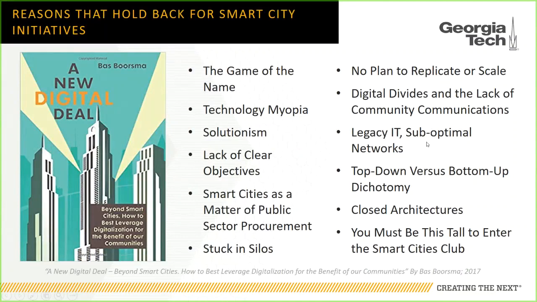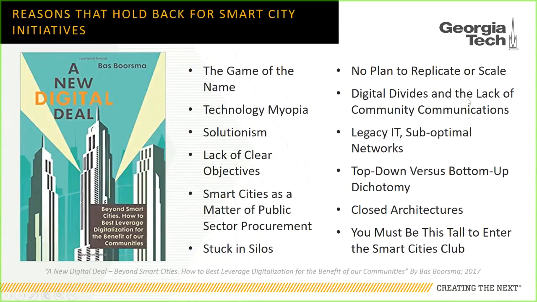Legacy IT and suboptimal networks are an issue. A smart city is data hungry, and it is also bandwidth hungry. So does your city measure up to it? Is the underlying foundational infrastructure up to date for these? Perhaps that needs to be the first step in looking at the smart city ambitions.